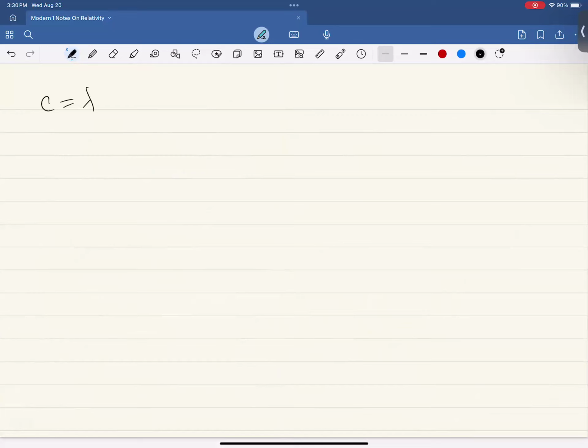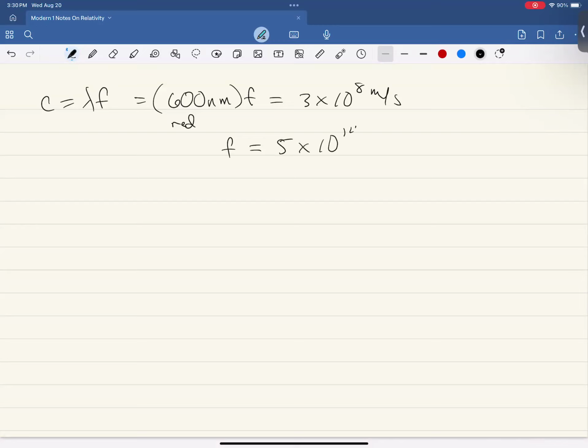Let's say that c is equal to lambda f, right? Of course, that's the equation linking the speed of light to the wavelength and frequency of light. And let's take 600 nanometers as the wavelength of the light, which is red light. So this is red. And then let's look at what the time would be for that. If you solve, you get a frequency of 5 times 10 to the 14th hertz. That would be the frequency of the light. And then the period is equal to 1 over the frequency. If you solve for the period, you get a time of 2 times 10 to the minus 15 seconds. Okay.